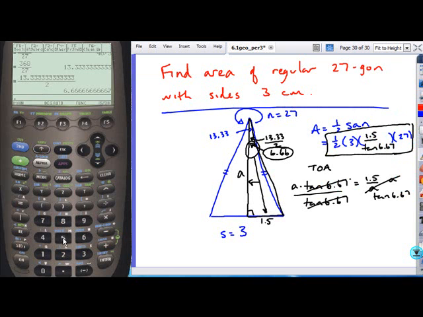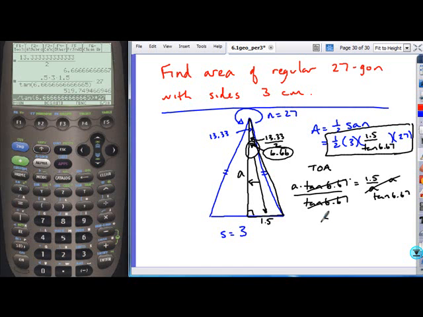Okay, and so if we calculate that 0.5 times 3 times 1.5 divided by the tangent of this angle, 6.66 continuing, again, make sure that you keep that exact answer, not an approximation, and then finally multiply by the number of sides, 27. Okay, and you'll get your answer, the area for this whole regular polygon, 519.75 approximately. The units are centimeters. It's an area, so it's a two-dimensional measurement, so we have square centimeters.